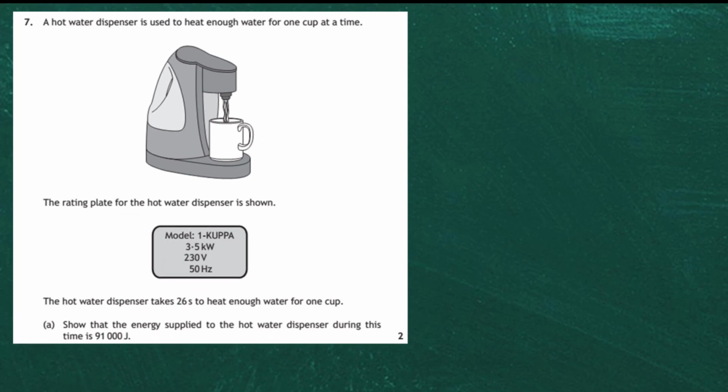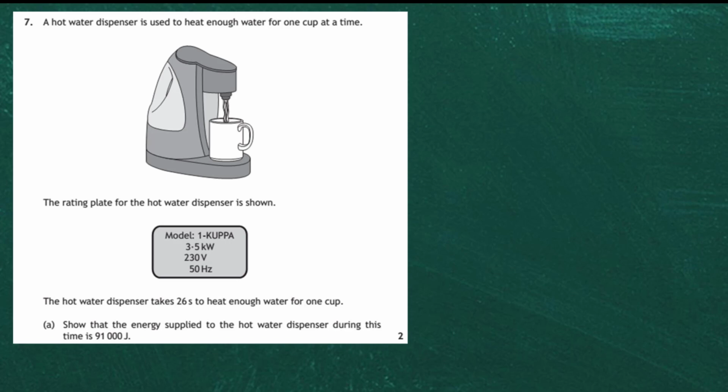Question 7 from Section 2 of the 2019 National 5 SQA exam. A hot water dispenser is used to heat enough water for 1 cup at a time. The rating plate for the hot water dispenser is shown below, and you're given various numbers and model numbers on it. The hot water dispenser takes 26 seconds to heat enough water for 1 cup.